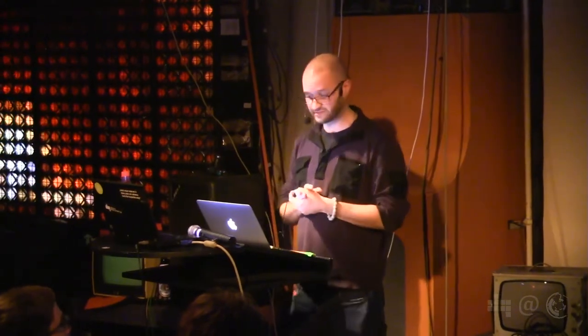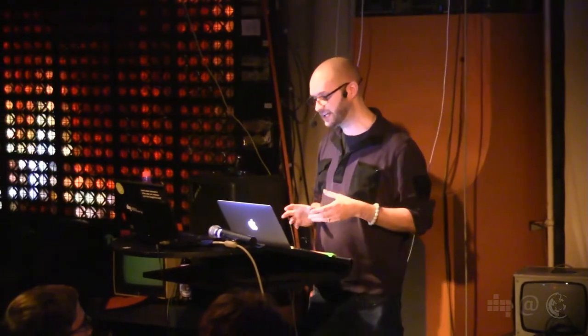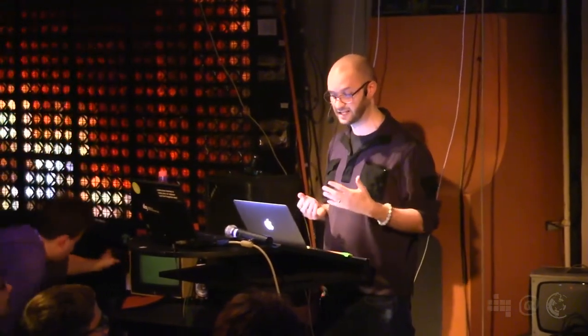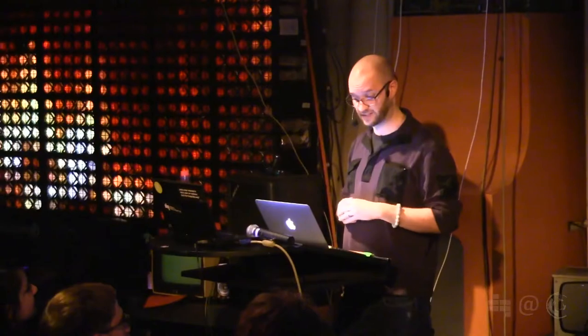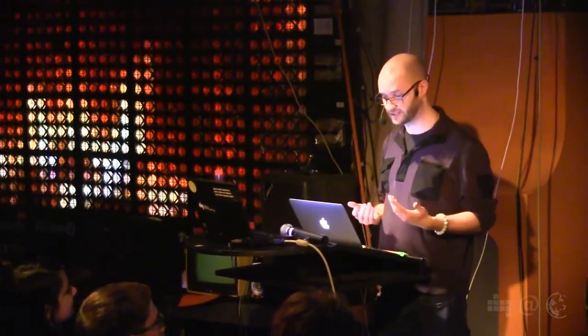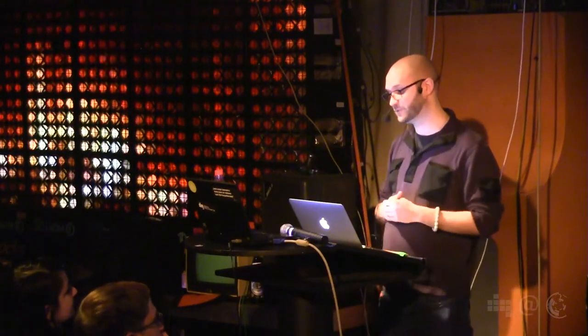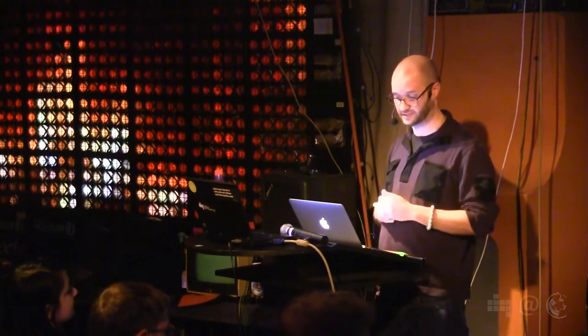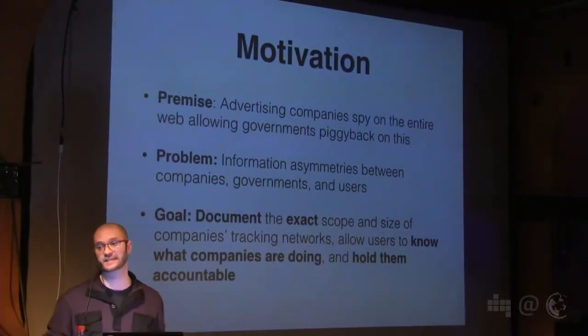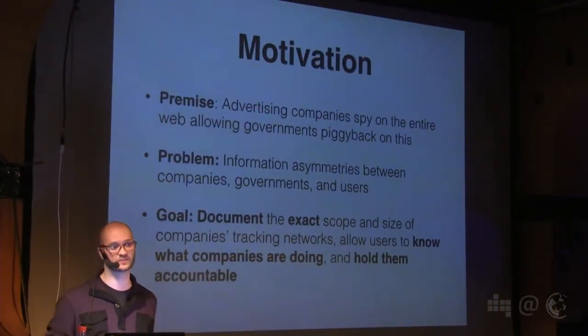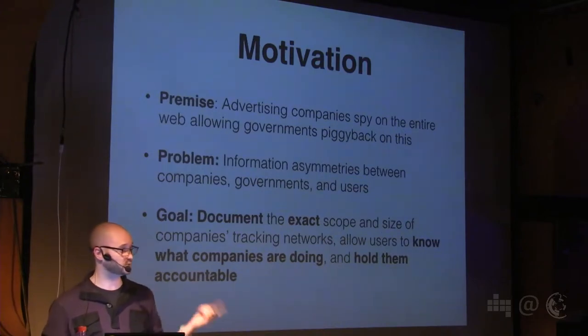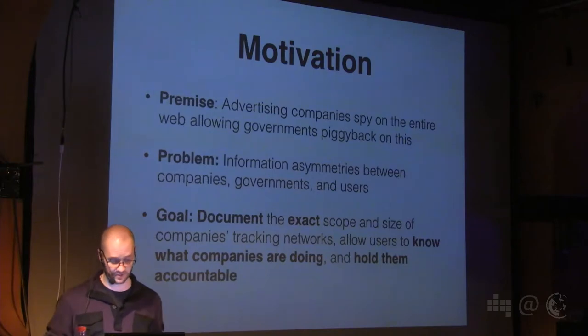So the motivation for the work I'm going to present tonight is building on the premise that advertising companies spy on the entire web and allow governments to piggyback on this. This isn't news to anybody here. The reason I think this is a problem is because it introduces information asymmetries between companies, governments, and users. What I mean by asymmetries is sometimes described as privacy, meaning somebody knows more about you than you know about them, including what you do and what your motivations are.